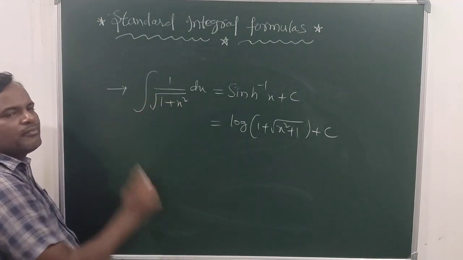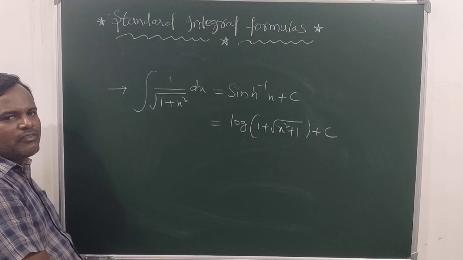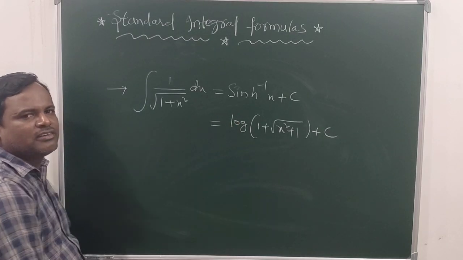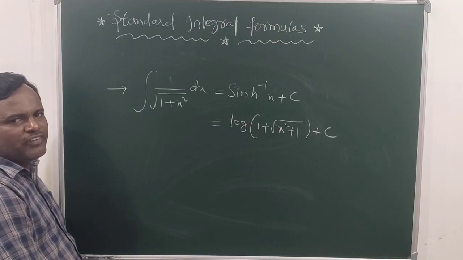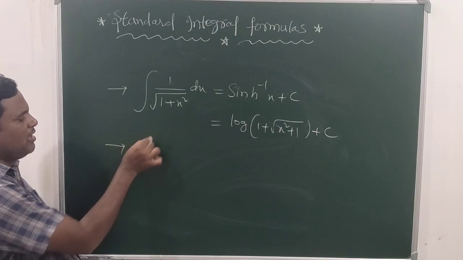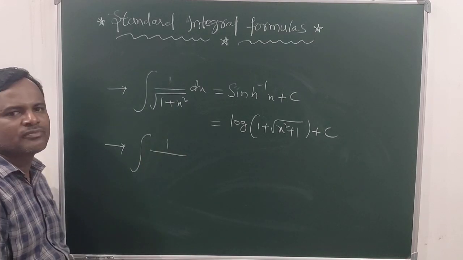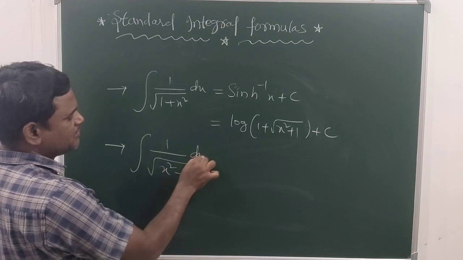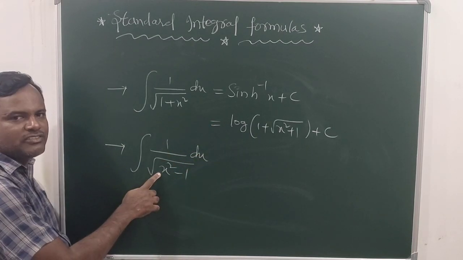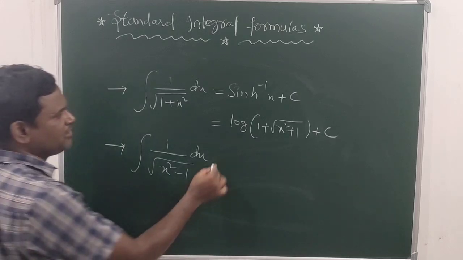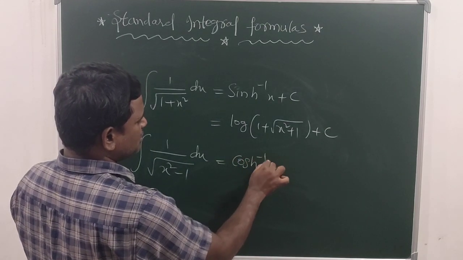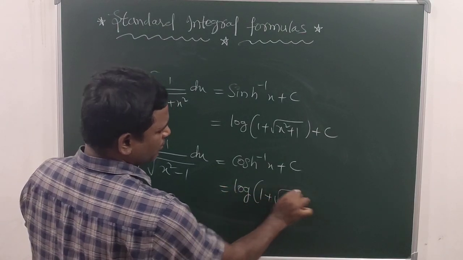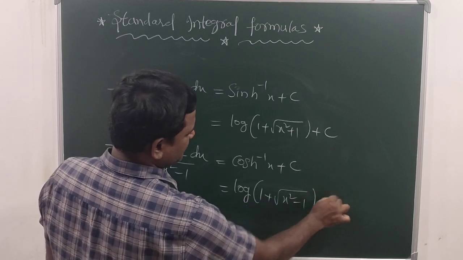Integral of 1 by square root of 1 plus x square will be how much? Either sinh inverse of x, otherwise you can express in terms of log as log of x plus root of x square plus 1, plus c. And integral of 1 by square root of x square minus 1 dx. See, observe this: first the variable, then the constant. Then it will become cosh inverse of x plus c, otherwise in terms of log, log of x plus square root of x square minus 1, plus c.